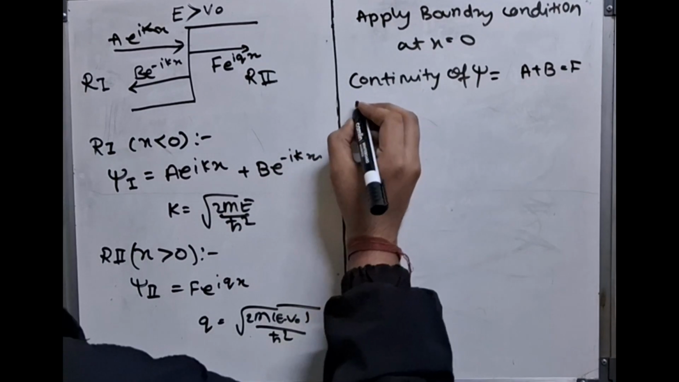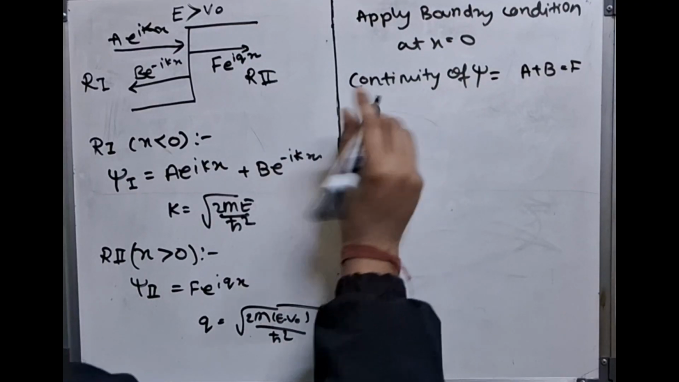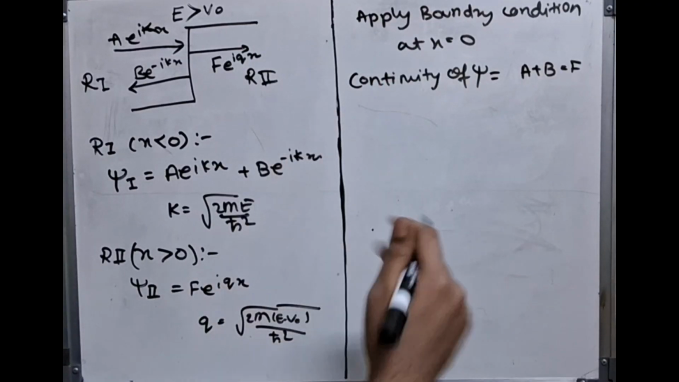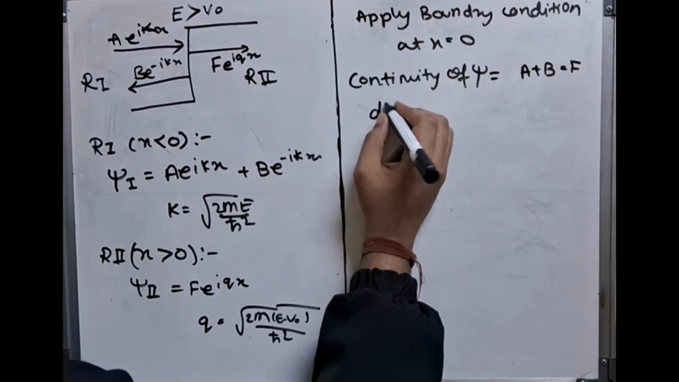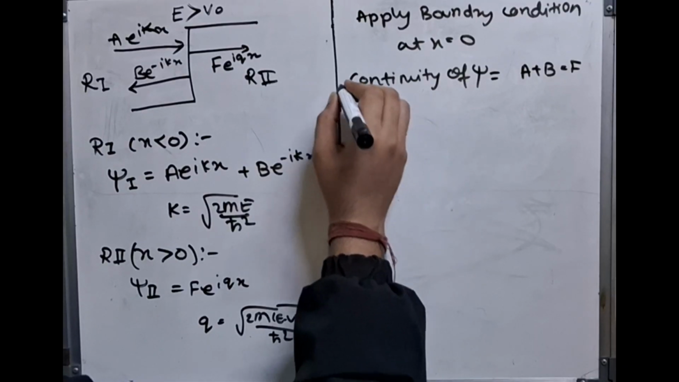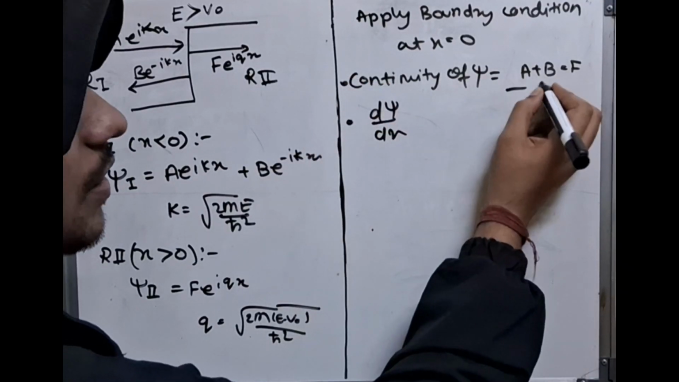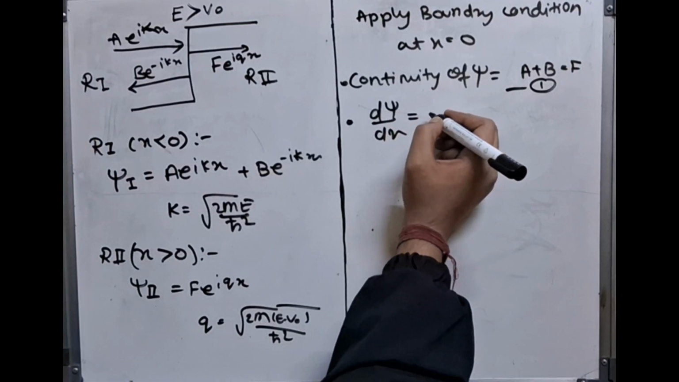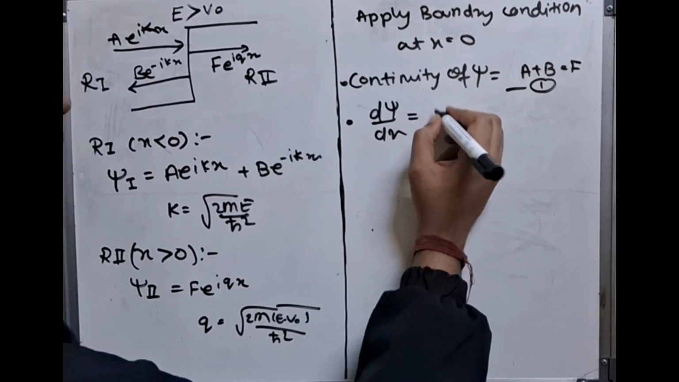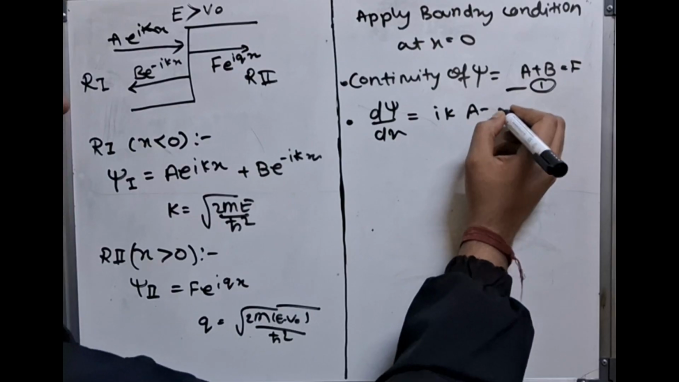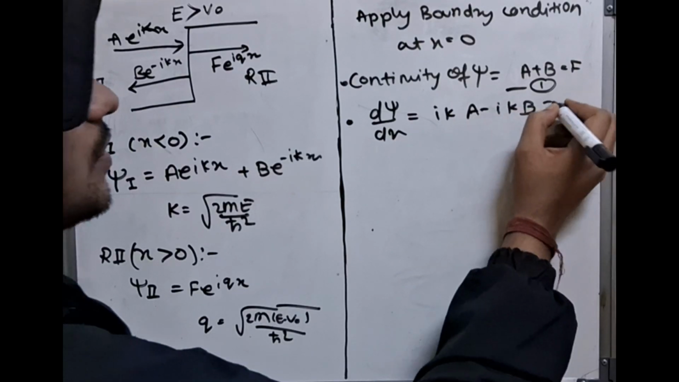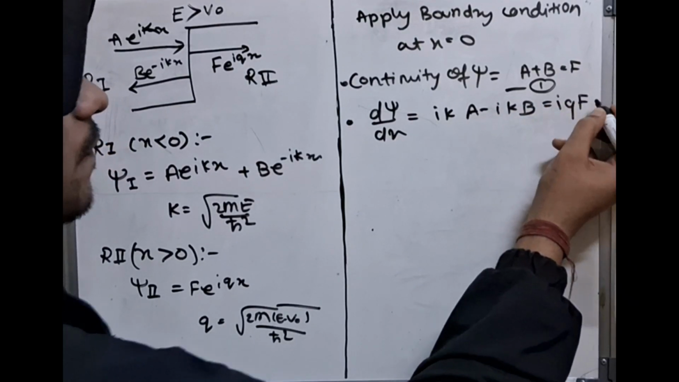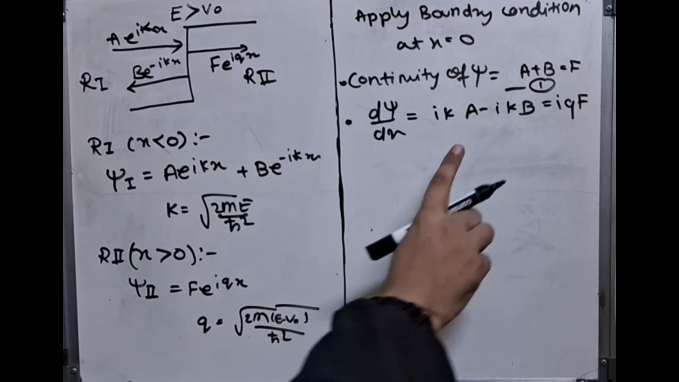Now we take the derivative of it, so we'll put that continuity equation derivative as d psi by dx. This is equation 1, by the way, and when we take the derivative of this, we get ik a minus ikb is equals to iqf. We give this equation 2.